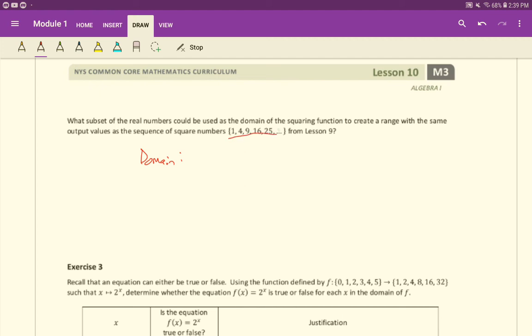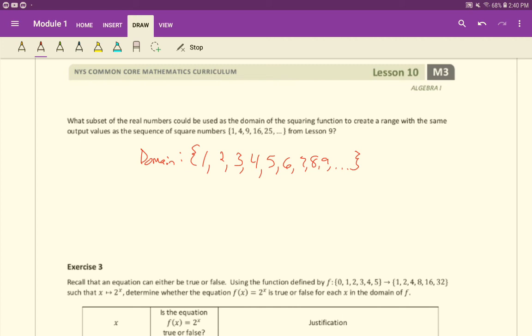We have to think about what numbers when you square them give you this. So what number when you square it gives you 1? Well, 1 does, right? What number when you square it gives you 4? 2. What number when you square it gives you 9? Well, 3 and 4 and 5. And you can kind of see what's happening here, right? These square numbers are a result of just squaring all of our counting numbers. So it'll be like 6, 7, 8, 9, so on and so forth, 10, 11, 12. That would be our domain.